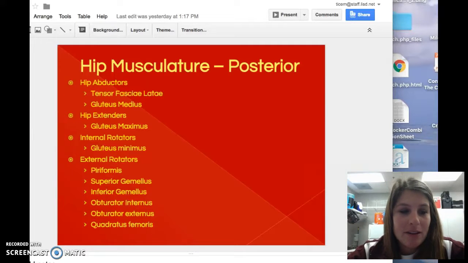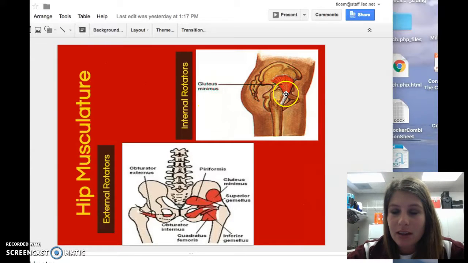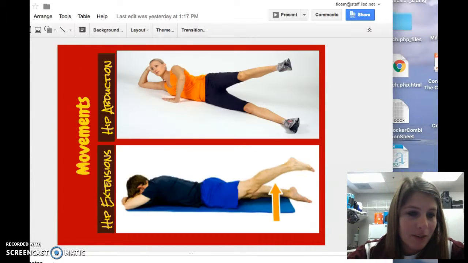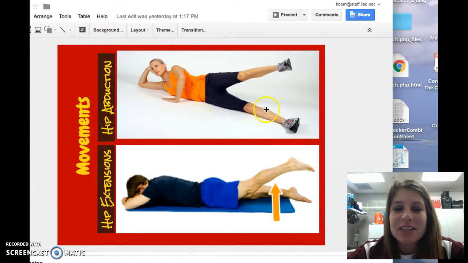So I have a picture, not that picture, I have this picture that talks about hip abduction. So this lady has lifted her leg up, all right, that is abduction.